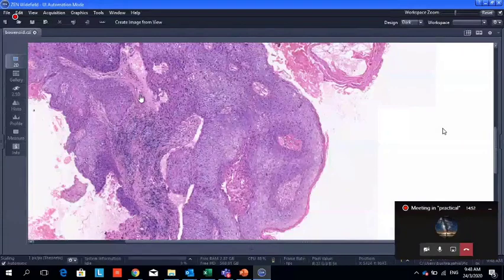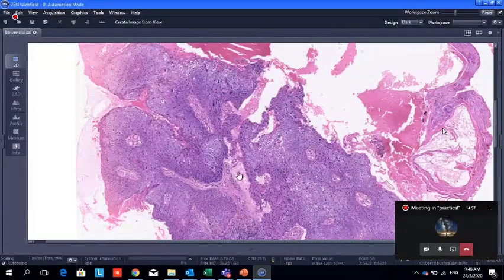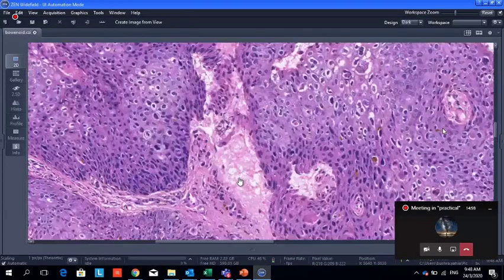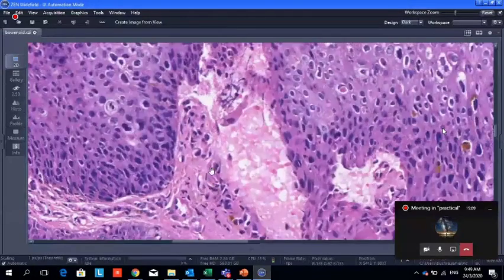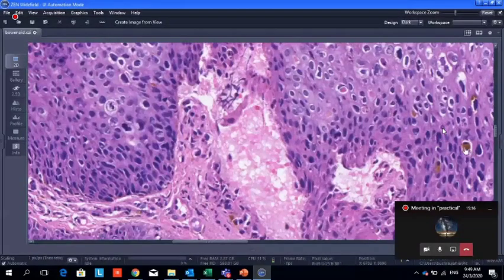Okay, see, look at here, this is the underlying tissue. This area is not invaded yet. Look, there is a demarcation between the epidermis and dermis. Okay, the underlying tissue. This one, the brownish color, is the presence of melanin.